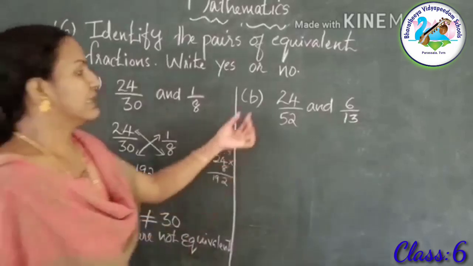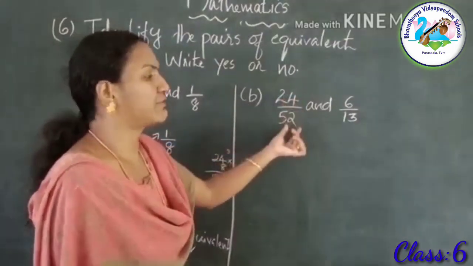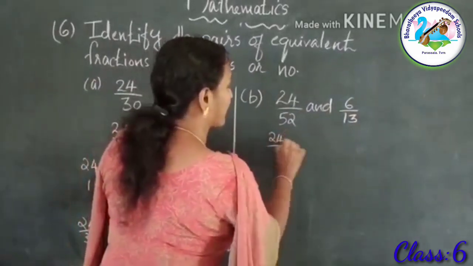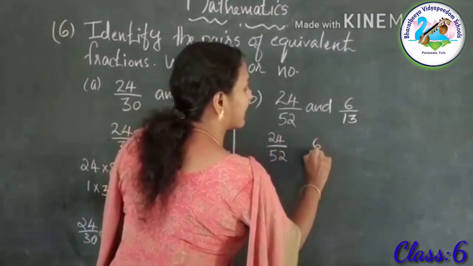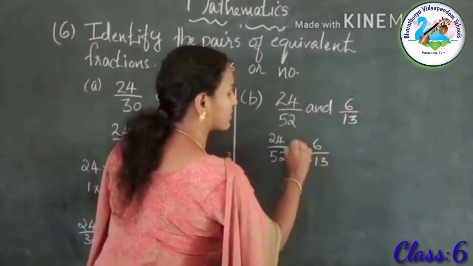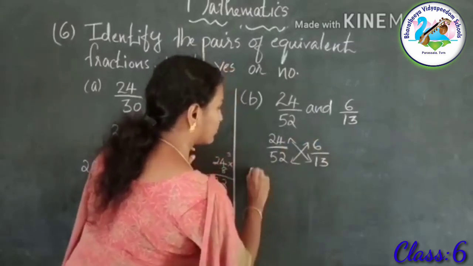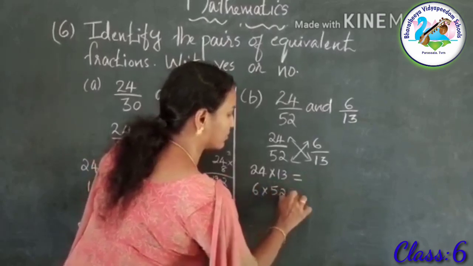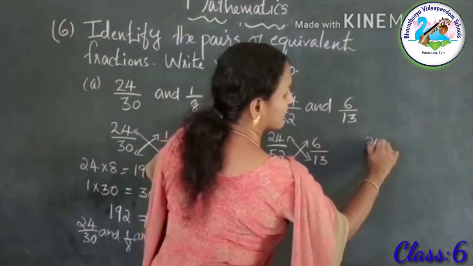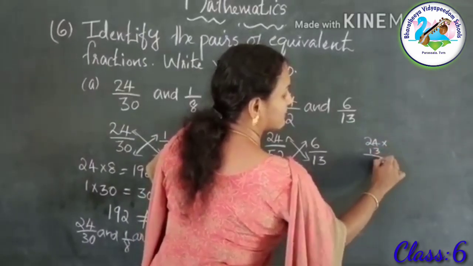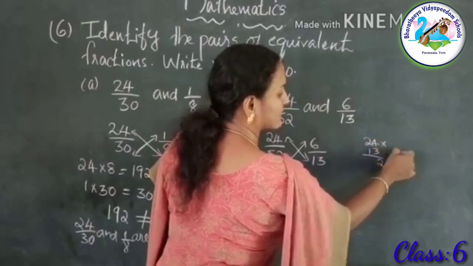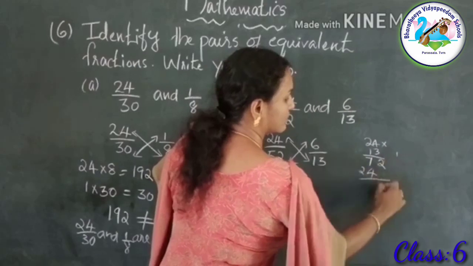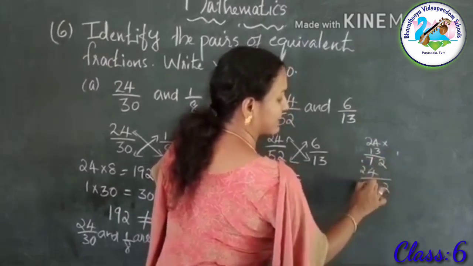So the next option: 24 by 52 and 6 by 13. By applying cross multiplication, 24 into 13 and 6 into 52. 24 into 13: 3 4s are 12, balance 1. 3 2s are 6, 6 plus 1, 7. 1 4 is 4 and 1 2 is 2. 7 plus 4, 11.